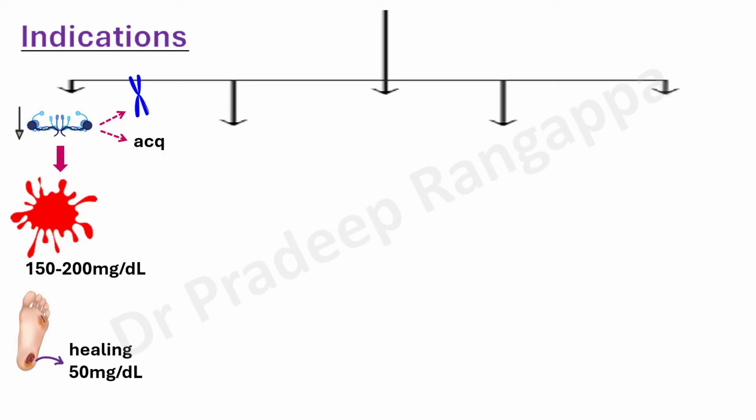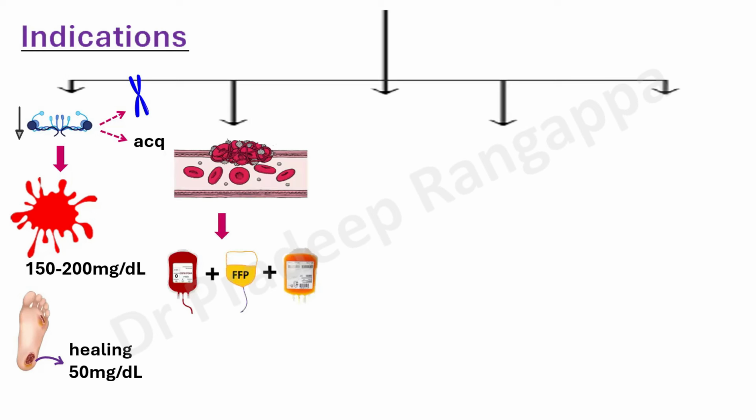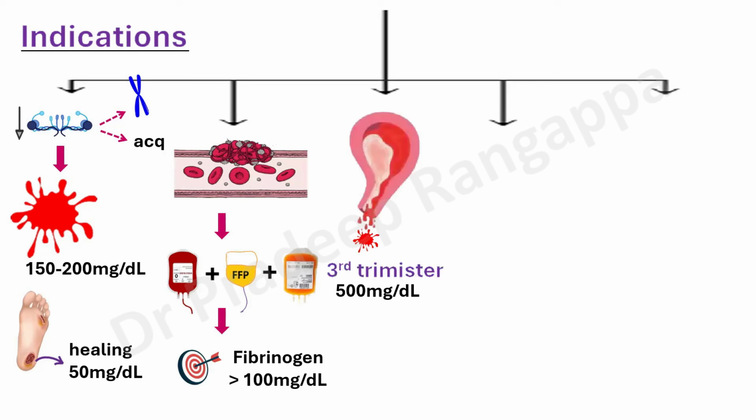This may not be seen very often in ICU, but what we see in ICU is DIC, disseminated intravascular coagulation. This is a situation where all the blood lines come down, platelets are down, you have coagulopathy, and you have fibrinolysis. Here you may have to give red blood cells, FFP, and platelets together. And here the fibrinogen target should be more than 100 milligram per deciliter. This is in DIC.